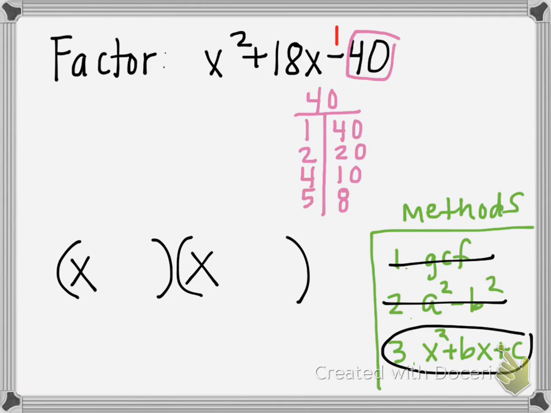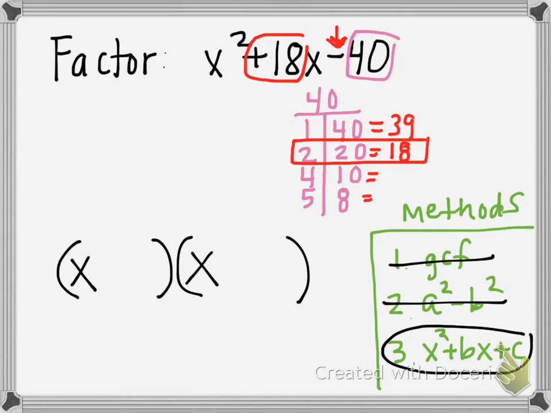So this subtraction sign in front of the 40 tells us that we're going to be subtracting the numbers in our list this time. And when you subtract, just do the bigger minus the smaller. So 40 minus 1, that's 39. And we're looking for the middle term, which is 18. 20 minus 2, that's 18. So we already found our middle term here, 18. So our factor pair we're using is going to be 2 and 20.